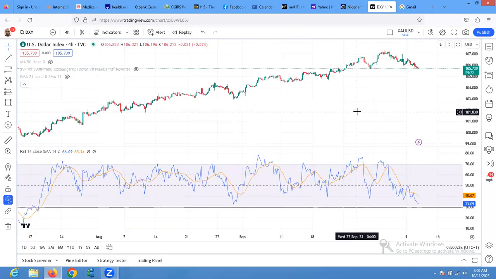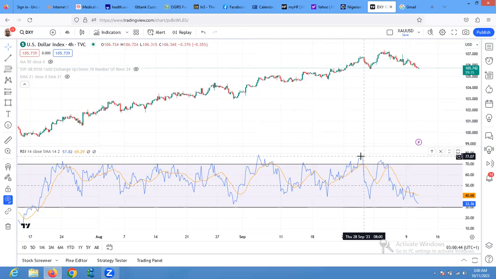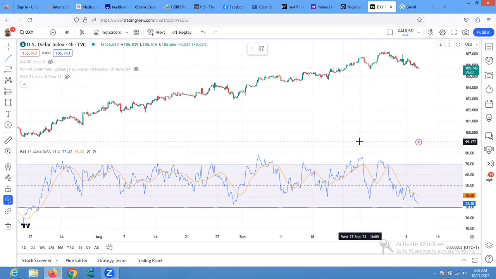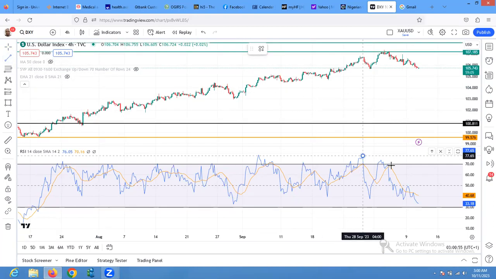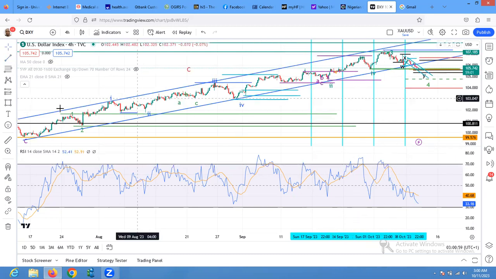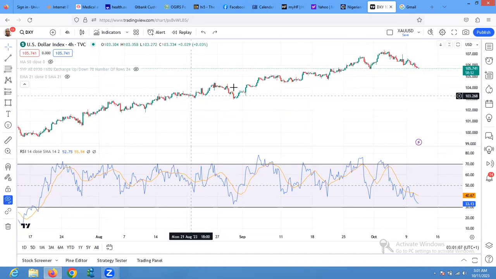On the 4-hour time frame, we can see the highest height here for 3, and a clear divergence to the downside. If you take it, you can see that divergence here. It's clear. You can even leave it there. So it's clear that we have that divergence already.